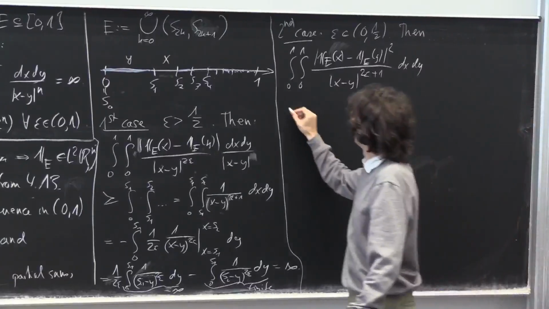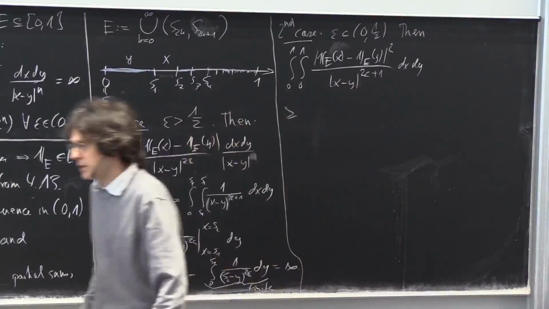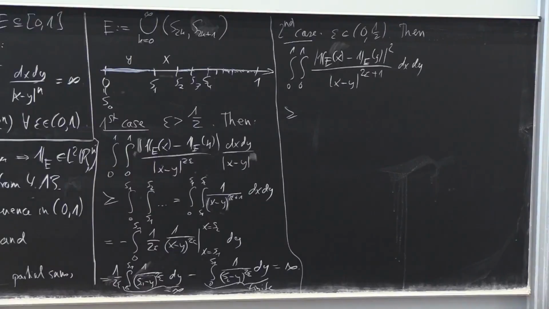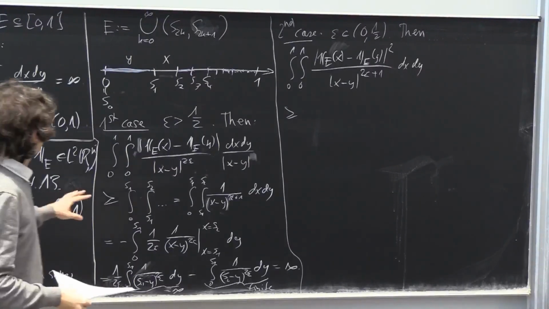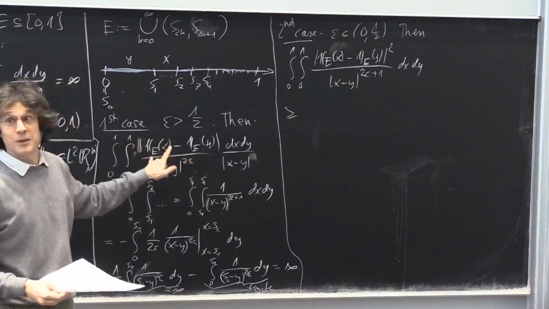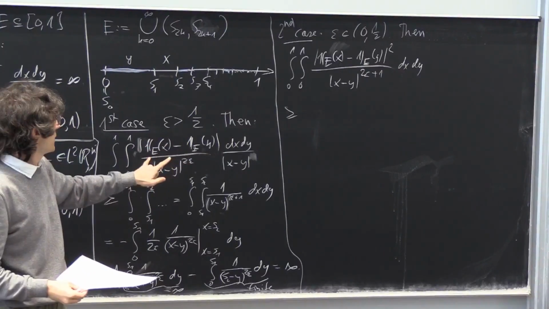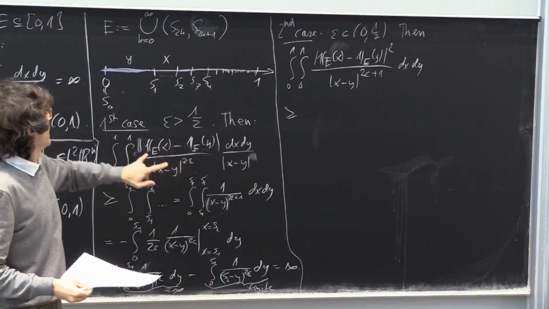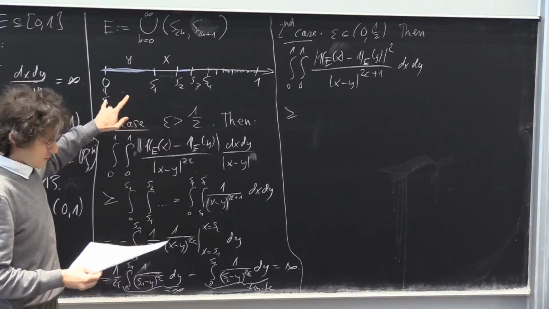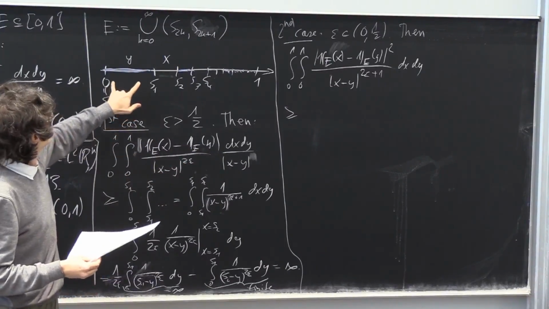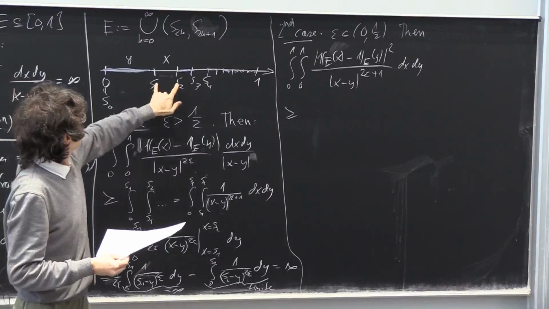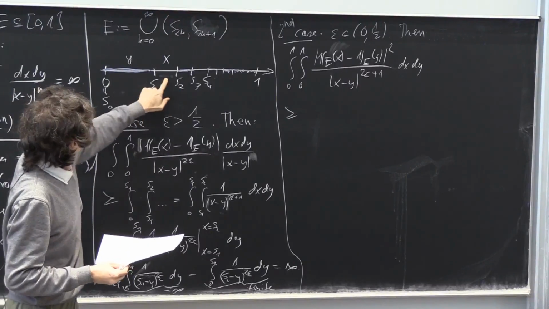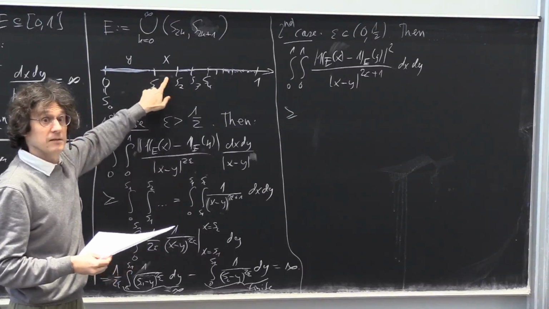We again want to bound from below. And the idea is again not to consider all interactions between x and y, but only interactions between x and y where we know that this difference is 1. And what we will do is we will only look always at two consecutive intervals.